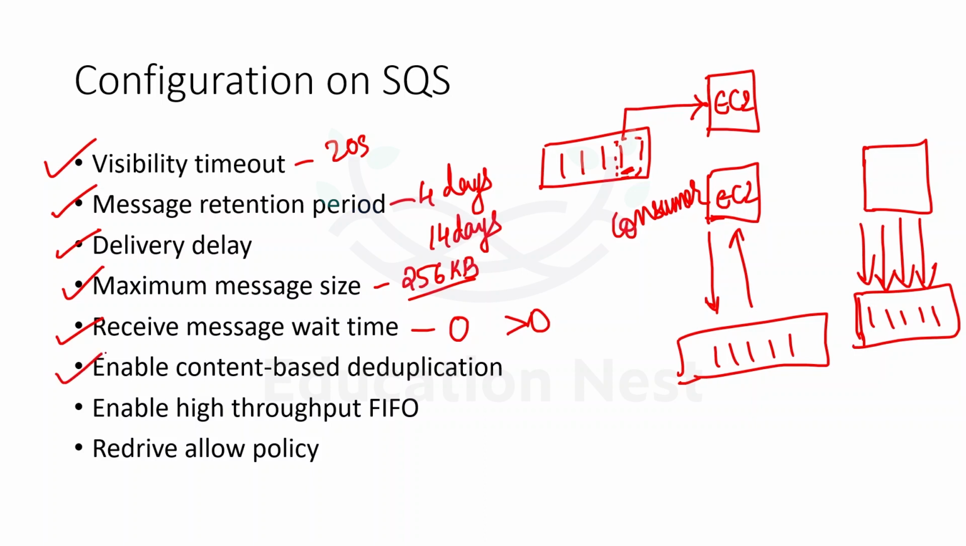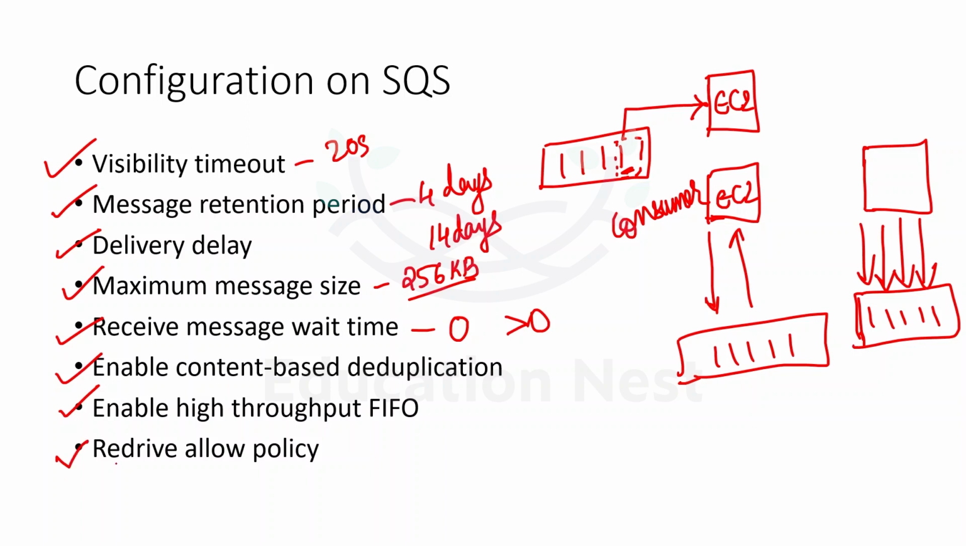Then we have enable content-based deduplication. SQS can automatically create deduplication IDs based on the body of messages. So if there are duplicate bodies, it will make the deduplication IDs. Then we have enable high throughput FIFO. It is used to enable high throughput for messages in the queue. Choosing this option changes the related options, deduplication scope and the FIFO throughput limit, to the required settings for enabling high throughput for FIFO queues.